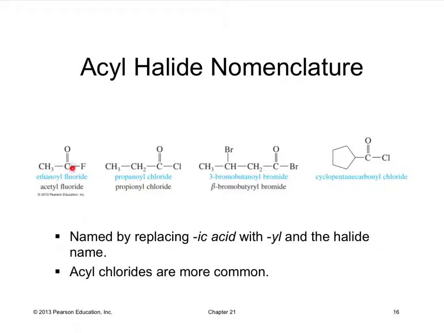So instead of -ic acid, it's now ethanoyl, right? So -yl instead of ethanoic acid, and then you add fluoride. And so you can go down through the series. Acyl chlorides are most common.